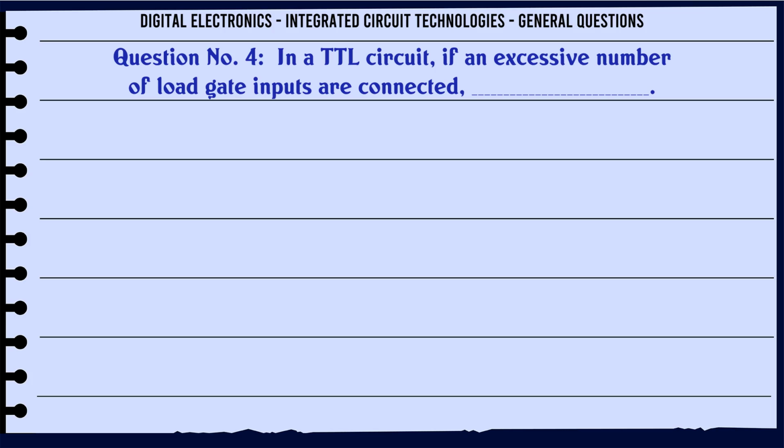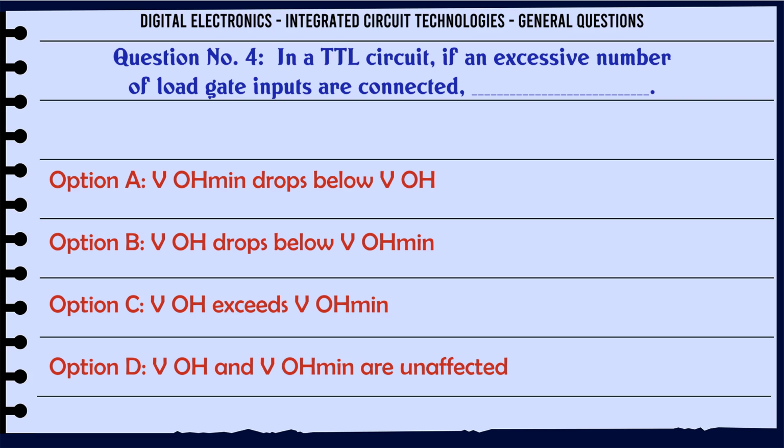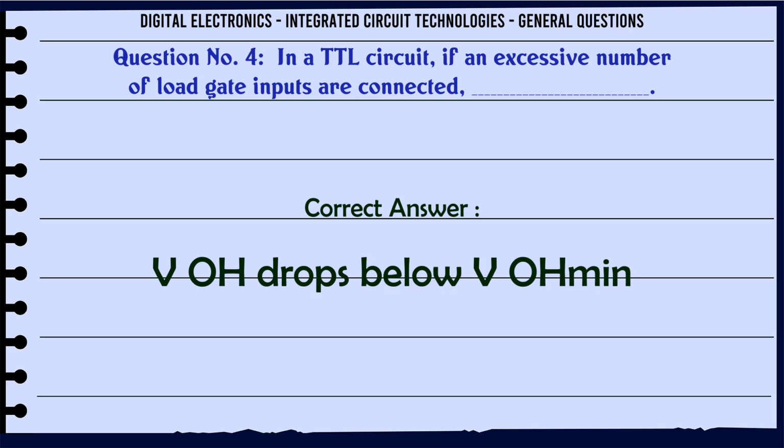In a TTL circuit, if an excessive number of load gate inputs are connected, A, Vmin drops below VO. B, VO drops below Vmin. C, VO exceeds Vmin. D, VO and Vmin are unaffected. The correct answer is VO drops below Vmin.